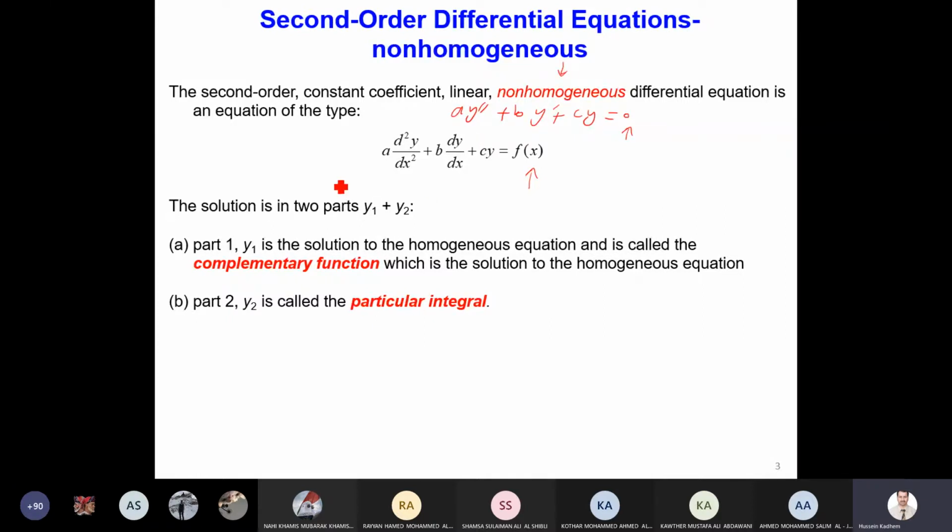The solution for a non-homogeneous differential equation is y equals y1 plus y2. It means two solutions; we put them together to get the solution for the non-homogeneous differential equation. The first one is the homogeneous solution of the equation, the one we just discussed last week. We call it the complementary function. I will explain definitely with examples. But the second one, the new one, is the particular integral or particular solution.